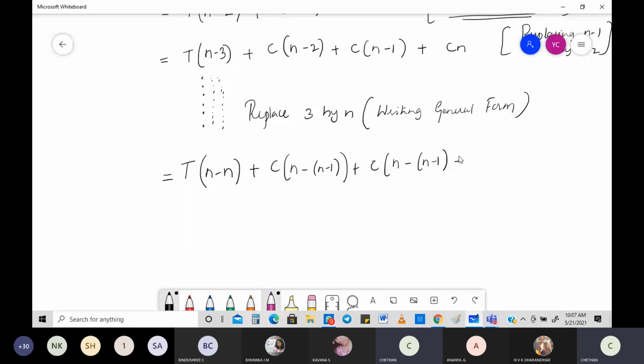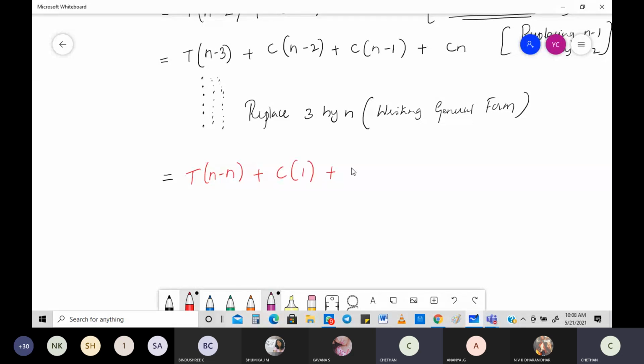In very simple terms, if you get this confused, I can write it like this. If you do that step also, you are going to get the same thing. In a very simple step, this will be T of n minus n plus C of 1 plus C of 2. If you put that value of 3 by n, you will get the same thing. Plus it will keep on going till C of n minus 2, C of n minus 1, then up to Cn. This is what you're supposed to get.